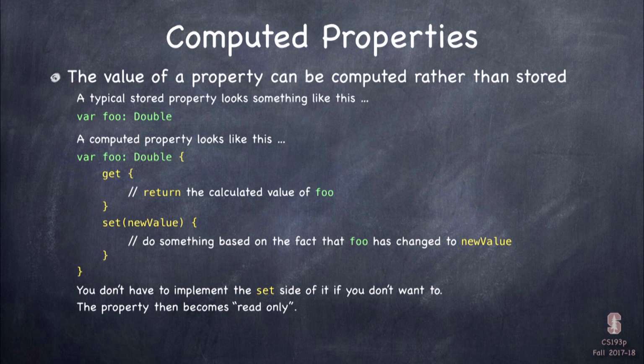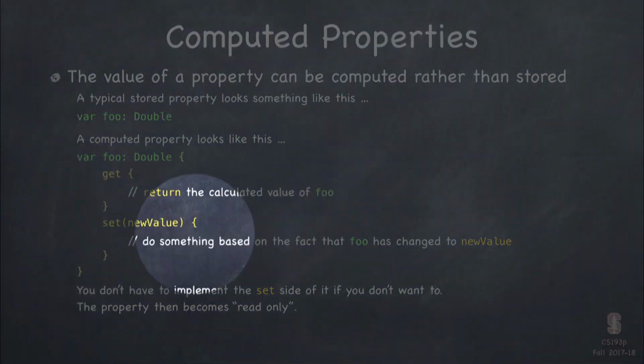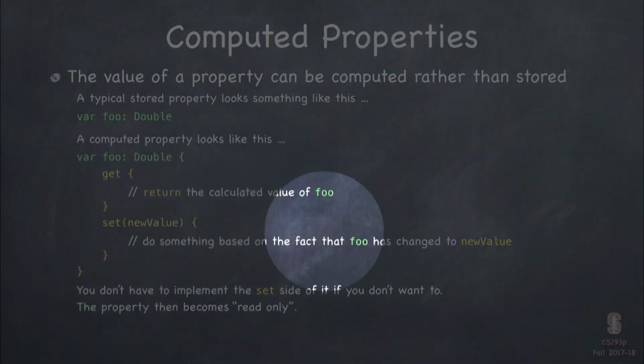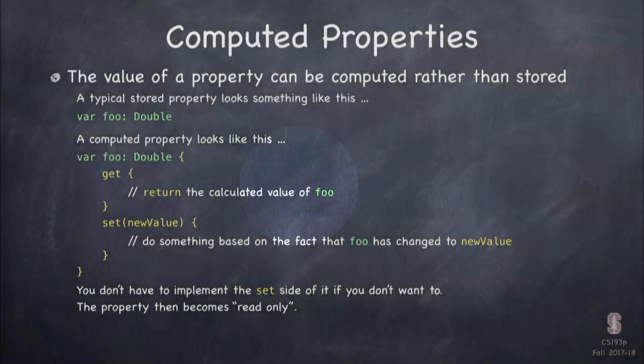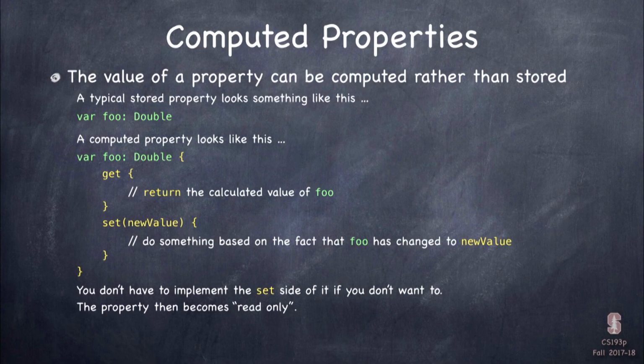But it is possible to declare foo like this: foo: Double, open curly brace, get with some curly braces, set with some curly braces. In that case, foo is never stored anywhere. Instead, every time someone asks for foo, it gets calculated with the code inside get. And every time someone sets the value of foo, the code inside set gets executed. So this code gets executed when you set, and this code up here gets executed when you get, instead of it being stored somewhere.